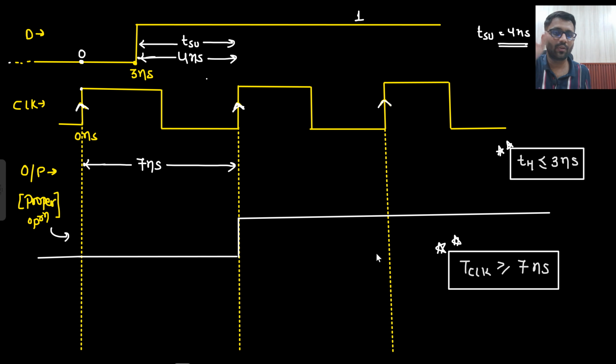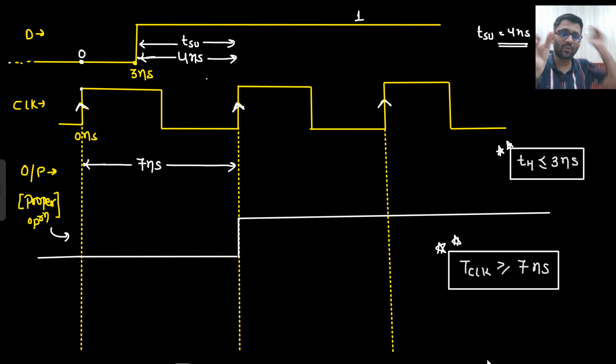But here there was a problem of hold. This clock will say that your hold time should be less than or equal to 3 nanosecond, because I want my 0 to be stable for the next 3 nanosecond at least. So if 0 is stable for only 3 nanosecond, that means certainly your hold time should be less than 3 nanosecond. Now this clock edge will say that I don't have any problem with hold time because it is stable for a very long time.